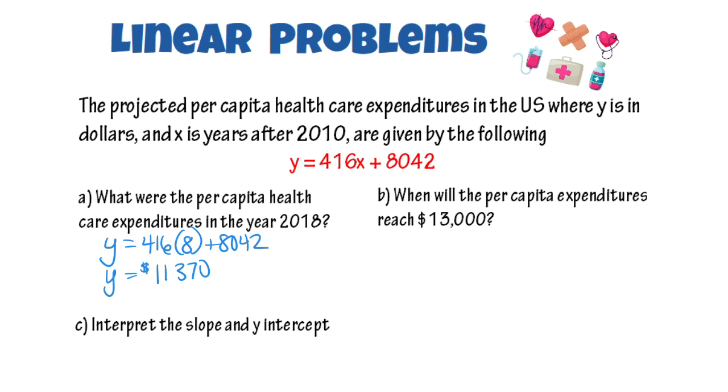The next question is, when will the per capita expenditures reach $13,000? Okay, so because your slope is positive, it's an increasing function here. It's getting bigger and bigger. So this is going to happen sometime after this 2018 value. So let's plug this value in for Y, solve for X.